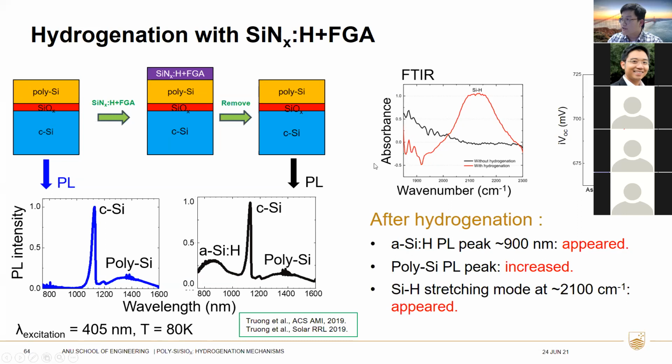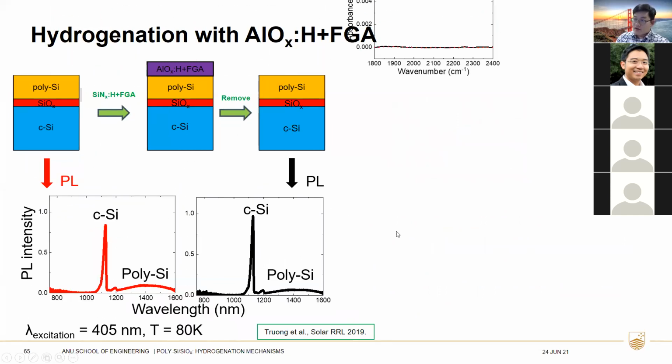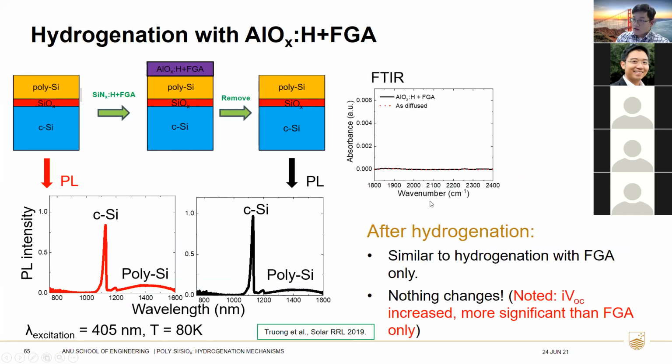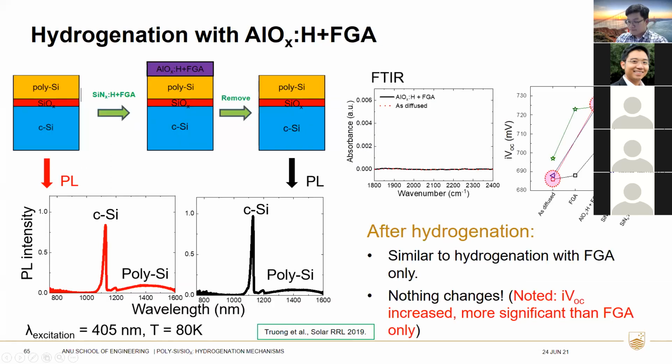Note here that the IVOC also increased significantly after the silicon nitride and forming gas anew. How about the hydrogenation with the ALOX and forming gas? So this is the PL spectra and the FTIR spectra. After the hydrogenation, we see that they are similar to the hydrogenation with forming gas anew. Nothing changes. We note here that the IVOC increases, and it's more significant than the case for forming gas anew.